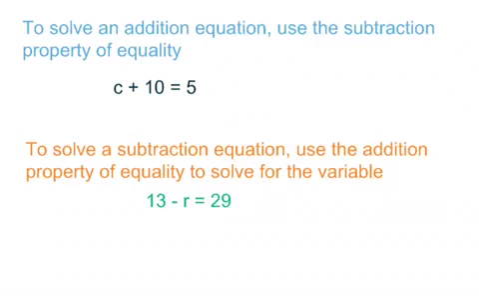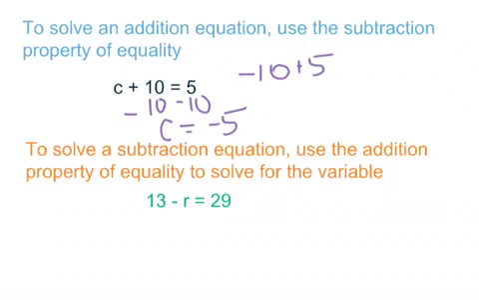So this right here, c plus 10 equals 5, is an addition equation, so we're going to use the subtraction property of equality to solve it. Again, we always just want to isolate that variable. We'll do it every time. Sometimes it'll take one step, sometimes it'll take a few more steps. So negative 10 plus a positive 5, it's going to be negative 5. Okay, and if you plug in negative 5 for c plus 10, that would equal a positive 5. That's what we have over here. So it's a true statement.